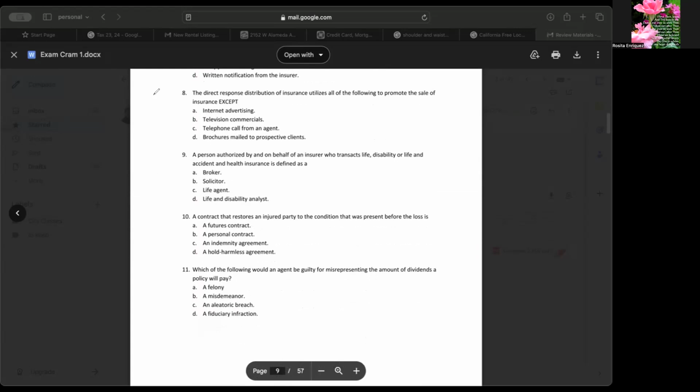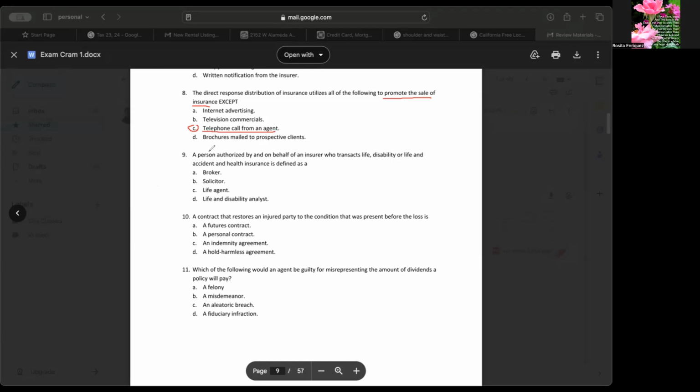The direct response distribution of insurance utilizes all of the following to promote the sale of insurance. So we can promote the sale of insurance through all of these except, that's right, except a telephone call from an agent.